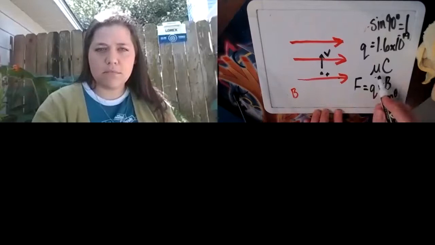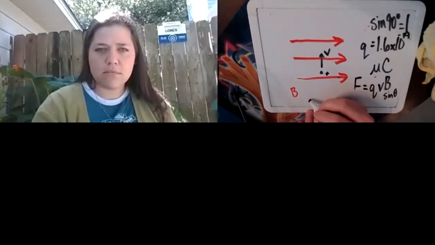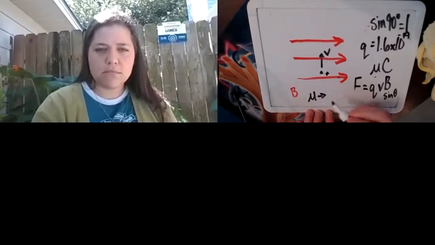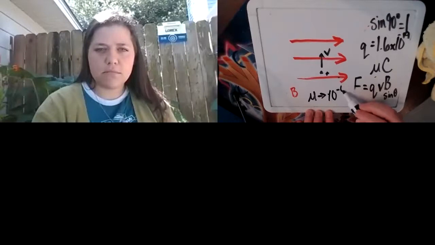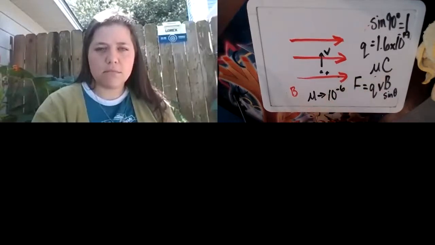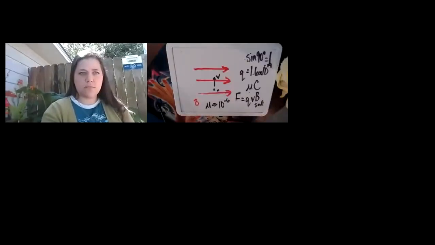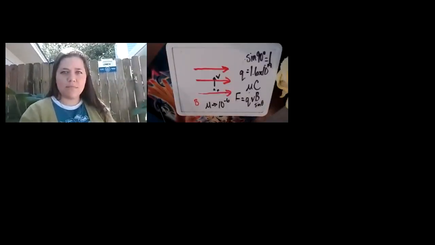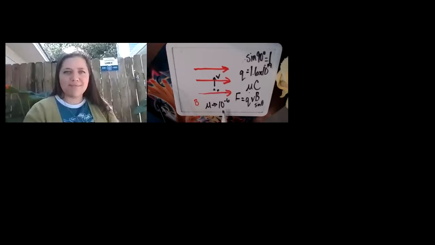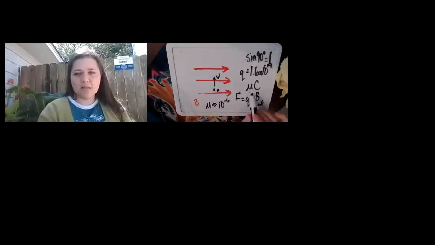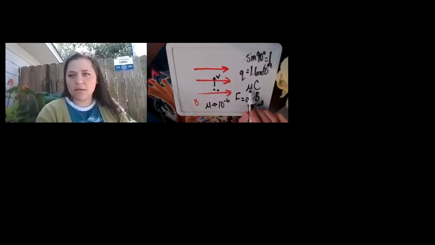So with this micro, it's 1/1,000,000th of a coulomb. So micro is times 10 to the negative 6. You can have a micrometer or microcoulomb. So you just substitute this value of micro with times 10 to the negative 6.